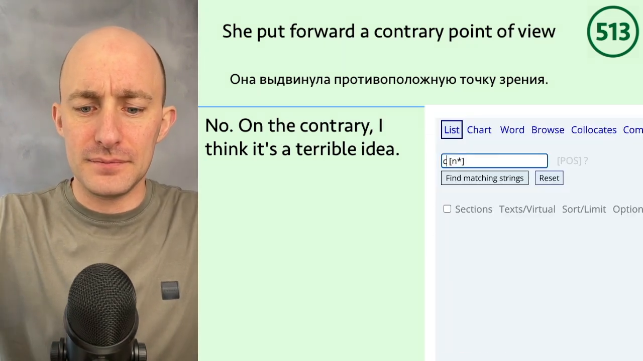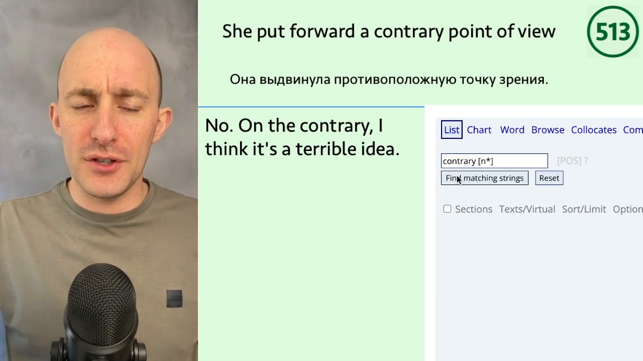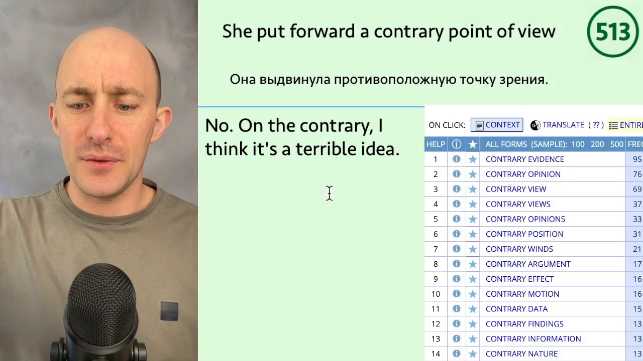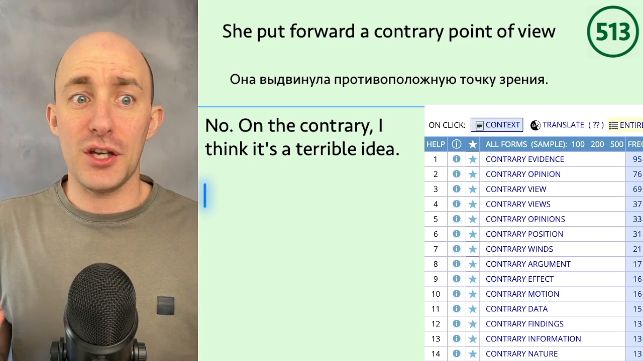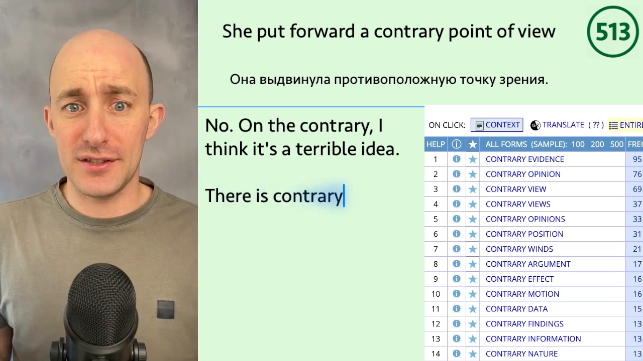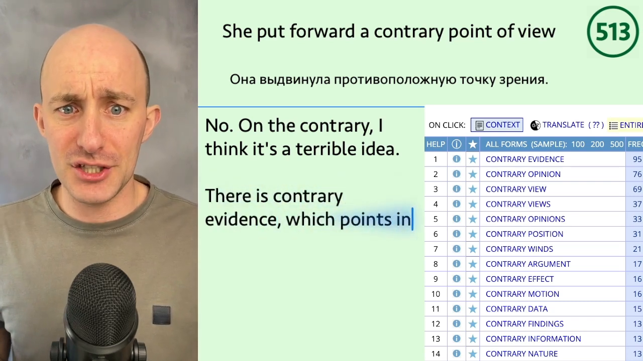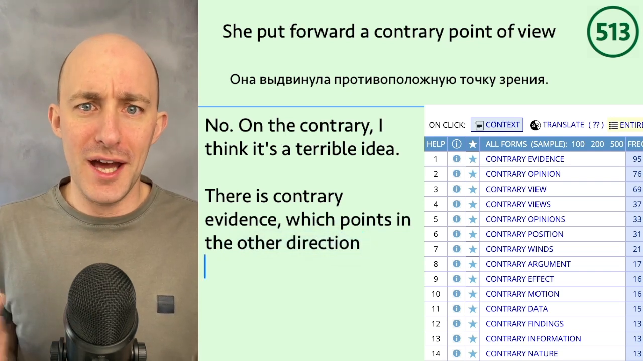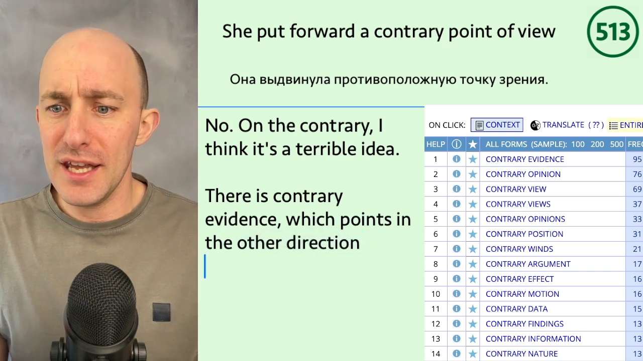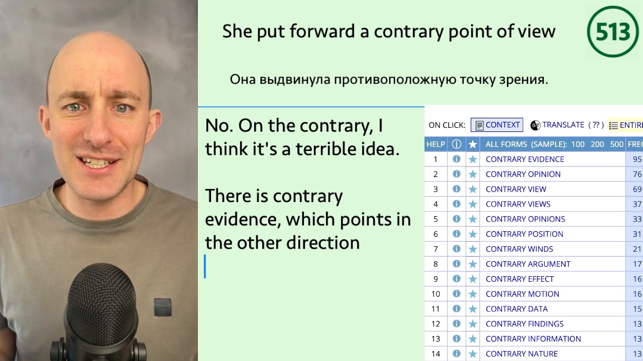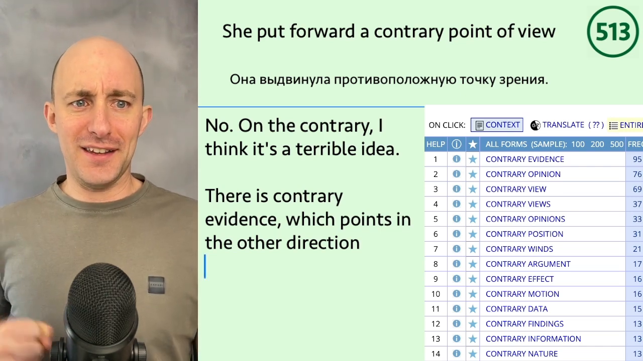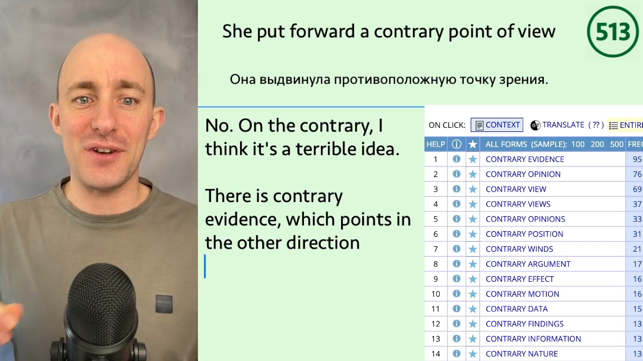And what other nouns are often used after contrary? Let's have a look. So, there is contrary evidence which points in the other direction. Or a contrary opinion, противоположное мнение, a contrary position, противоположная позиция, I think, in an argument.